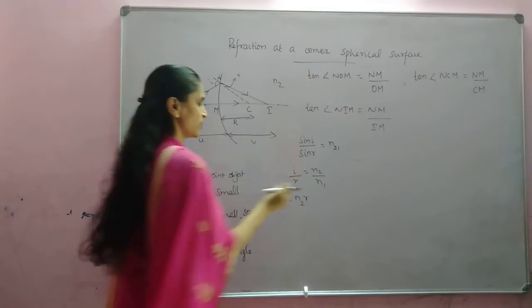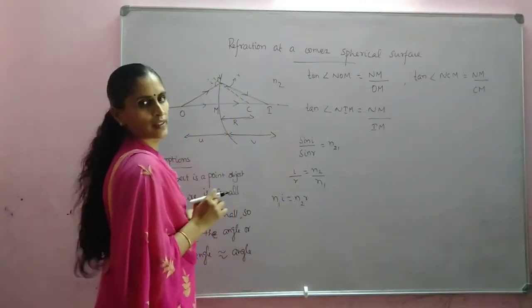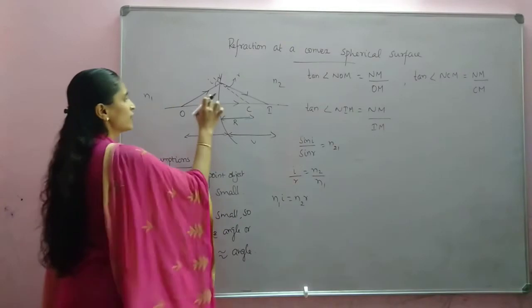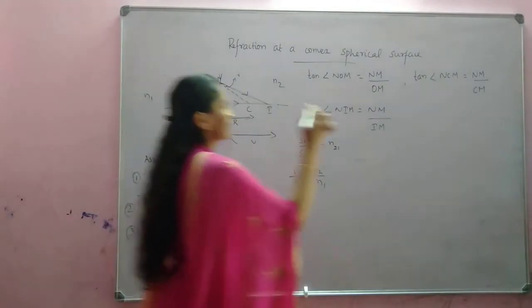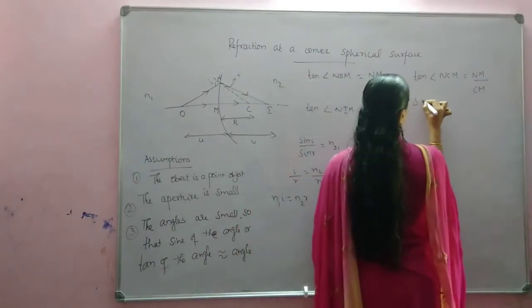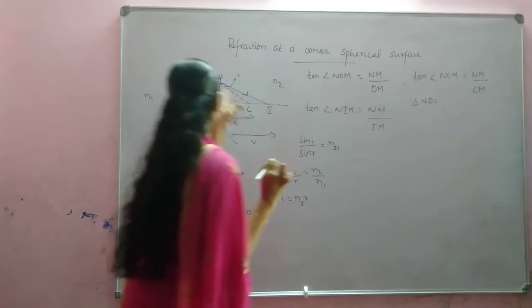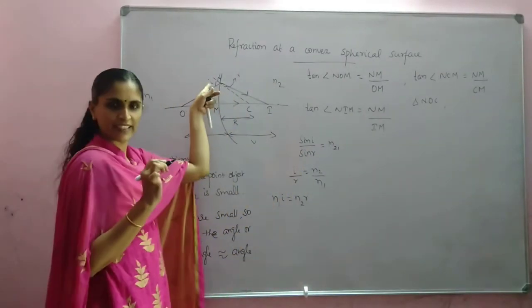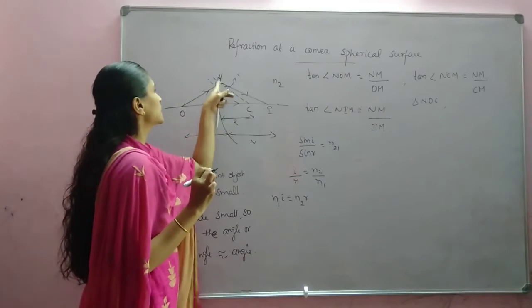N1 I is equal to N2 R. Now we have to find I and R. So to find I and R, we are considering the triangle NOC. Consider the triangle NOC. So from the triangle NOC, I is the exterior angle. So I can be written as angle NOM plus angle NCM.